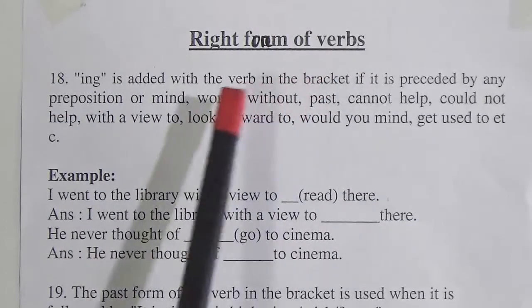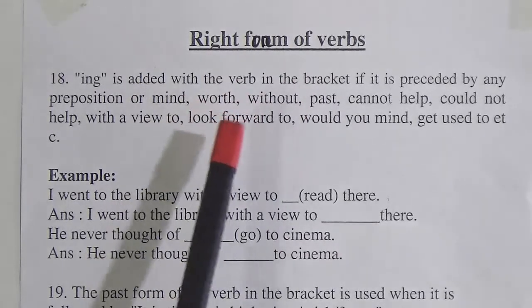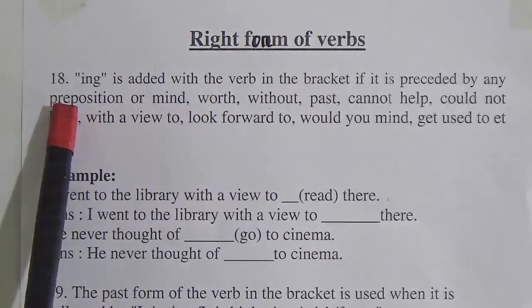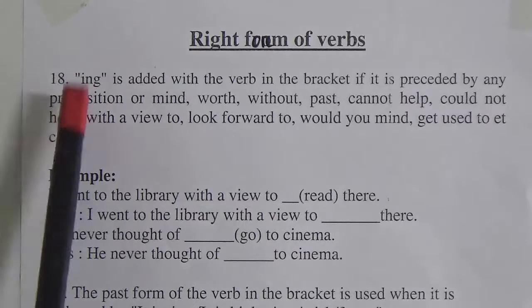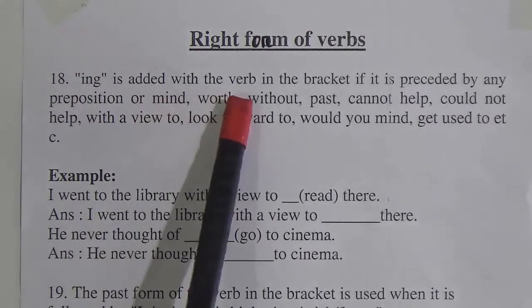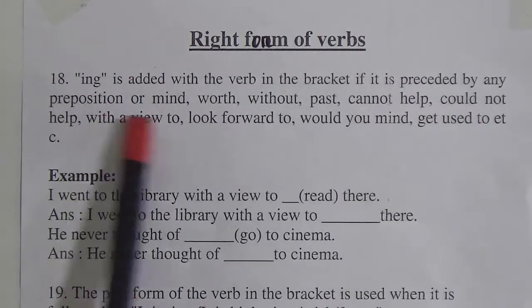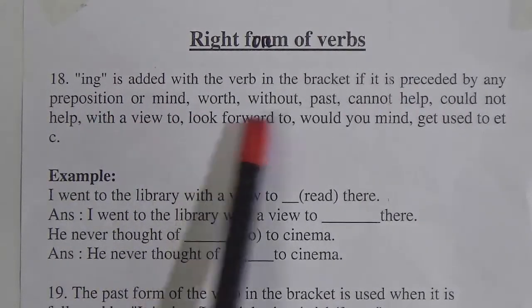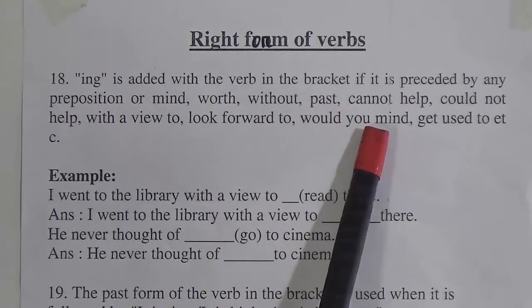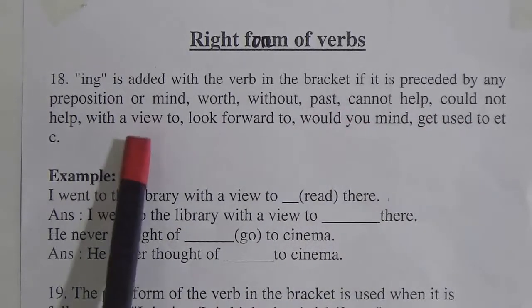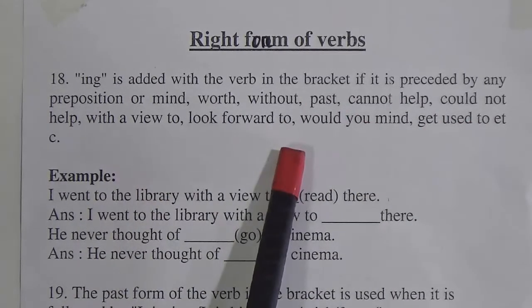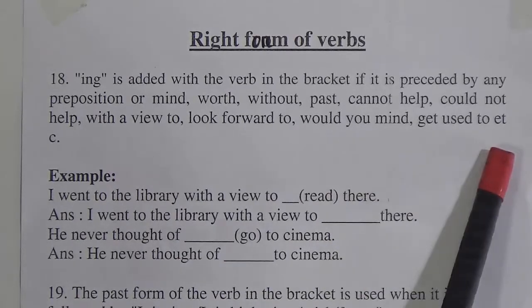As I said, we have done rule 1 to 17. For the annual examination we will do from 18, and number 18 is: ing is added with the verb in the bracket if it is preceded by any preposition or the word mind, without, past, cannot help, could not help, with a view to, look forward to, would you mind, get used to, etc.